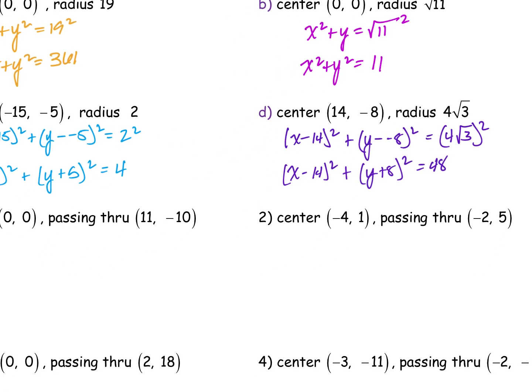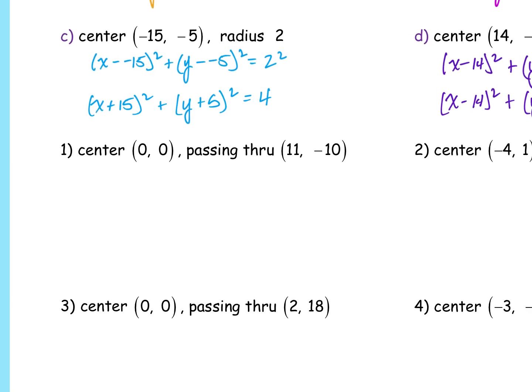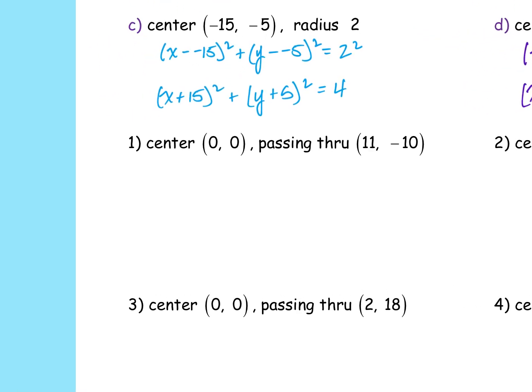All right, so the next one, notice it gives me a center, but it doesn't give me a radius. So I'm just going to draw a really ugly picture, so don't laugh too bad. Here's my circle with my center at (0, 0). And (11, negative 10) is somewhere over here on the circle. So I need to find my radius. With that, I can make a right triangle.